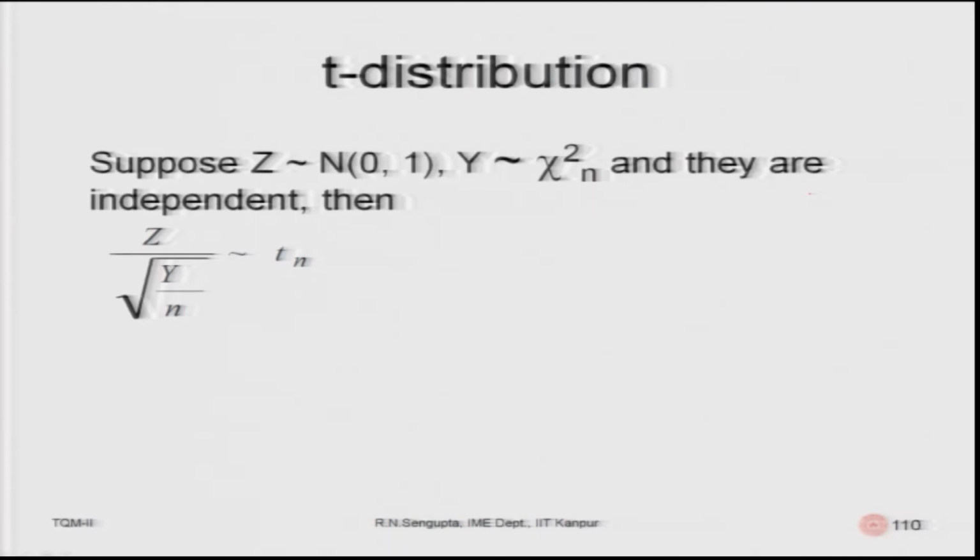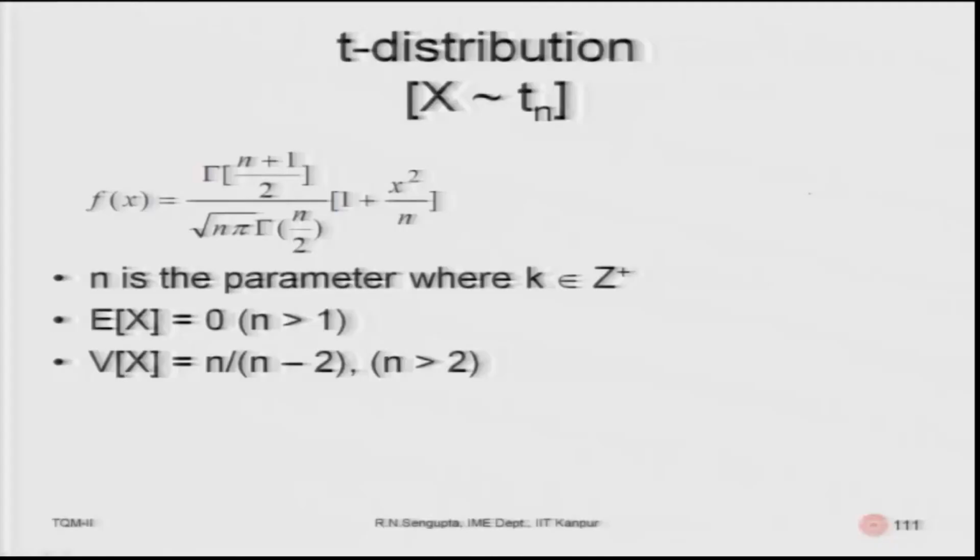One thing should be remembered: the t distribution is almost symmetric like the normal distribution. If you increase the degrees of freedom, the n value, then the t distribution becomes exactly equal to the normal distribution as the sample size increases. The t distribution PDF is given by this, the expected value is 0, because the t distribution, as I said, looks exactly symmetric to the z distribution, and the variance is given by n divided by n minus 2.